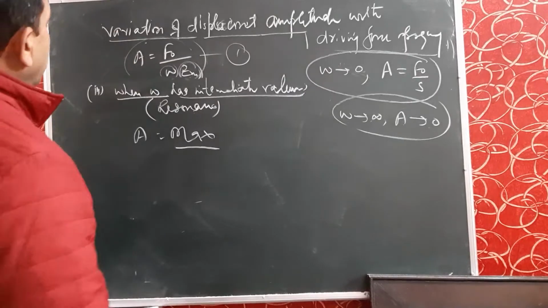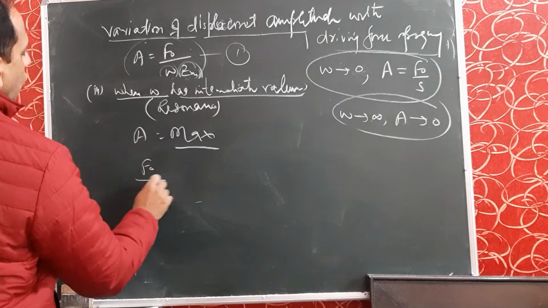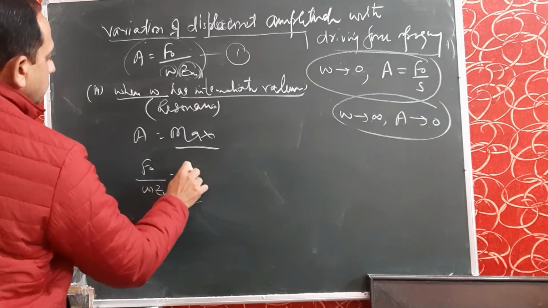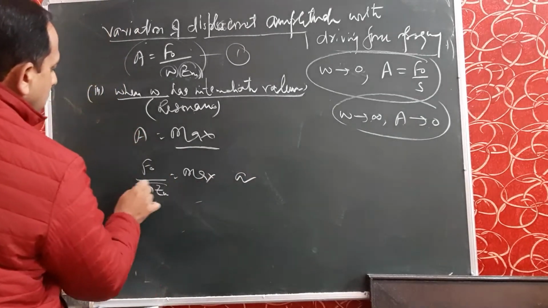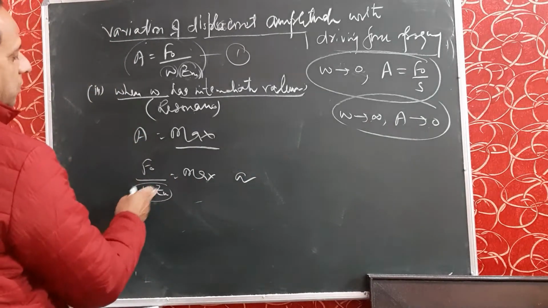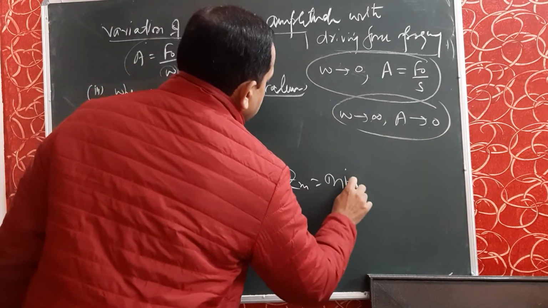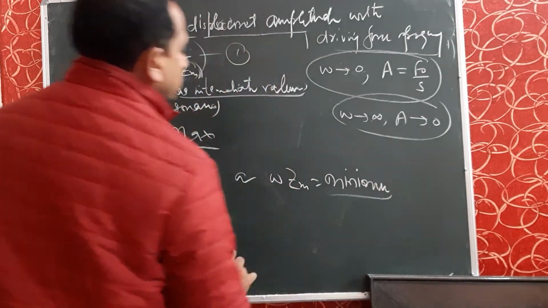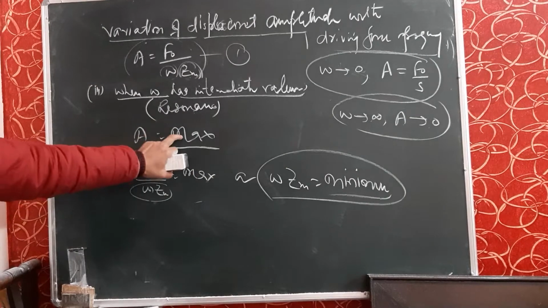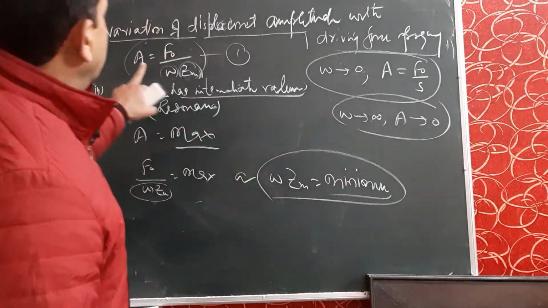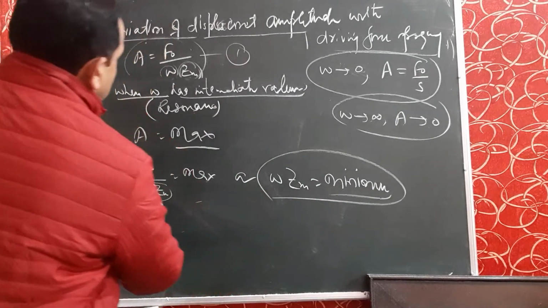If amplitude is maximum, then f naught over omega Zm is maximum, because it is the value of A. Something upon minimum is maximum, so we can say that omega into Zm is minimum. We can derive that A is maximum, or equivalently that omega Zm is minimum, because the denominator part should be minimum.